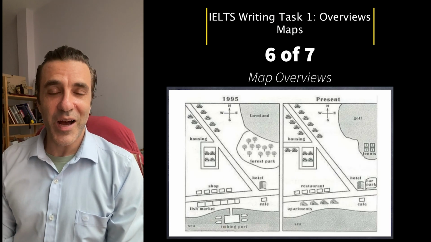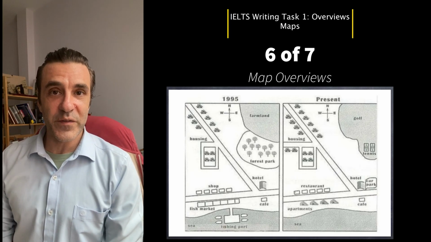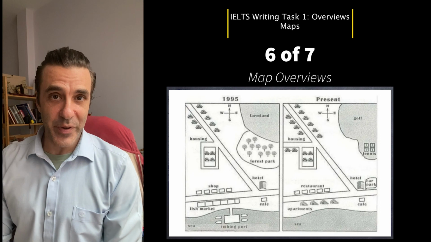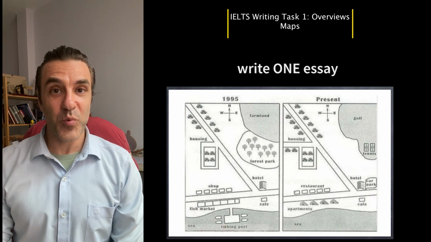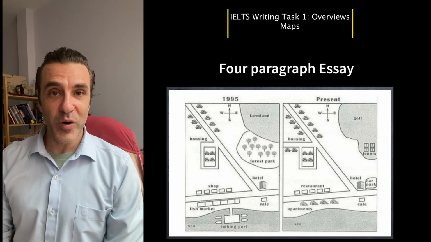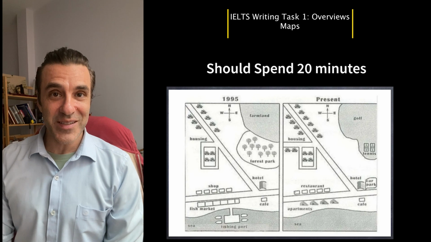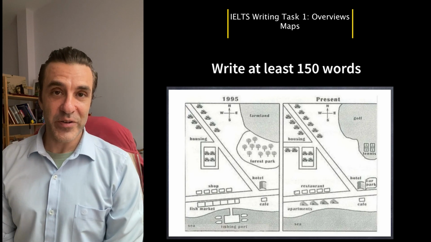Today, we're talking about IELTS Writing Task 1, the overview paragraph for a map. The map is one of the 7 different types of diagrams that you need to study for this exam. On the exam, you will have one of them where you need to write a 4-paragraph essay. You'll have 20 minutes and you need to write at least 150 words.